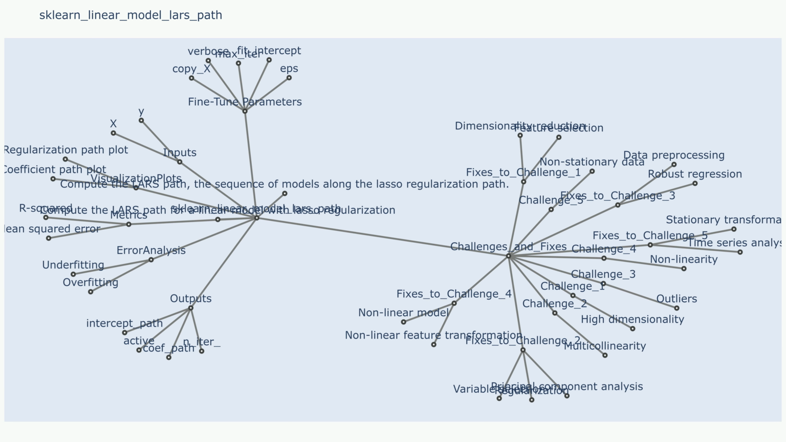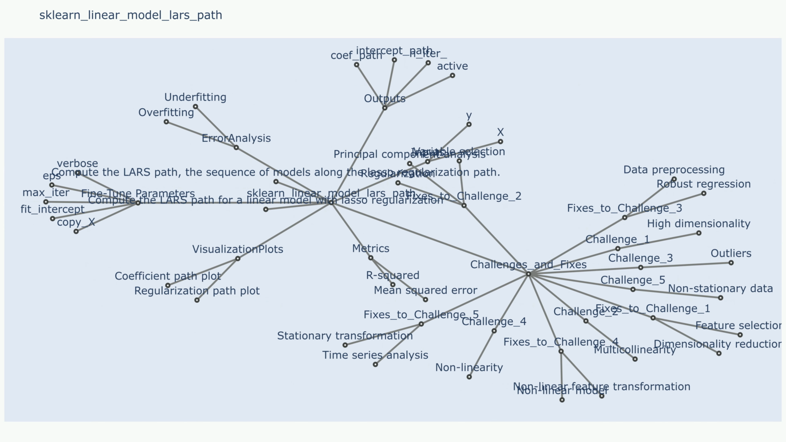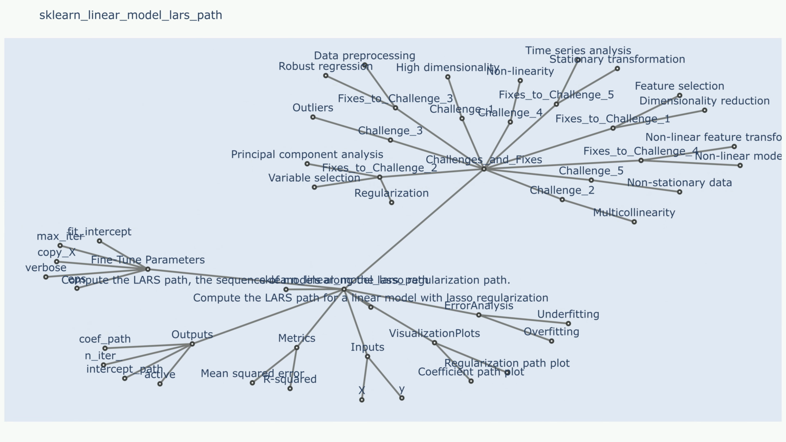Inputs. X. This is the input feature matrix. It should be a 2D array of shape n_samples, n_features. Y. This is the target variable. A 1D array of shape n_samples. Outputs. Coef path. A 2D array of shape n_features, n_steps containing the coefficients of each feature at each step of the LARS path. Intercept path. A 1D array of shape n_steps, containing the intercept of the model at each step. Active. A list of lists, where each inner list contains the indices of the active features at each step.